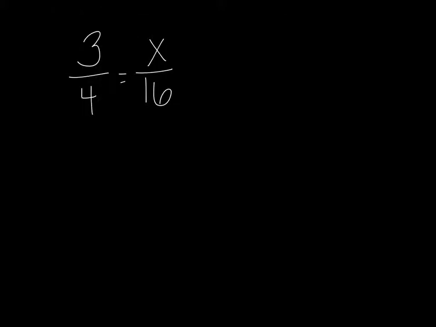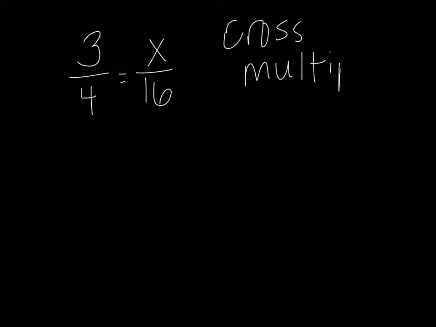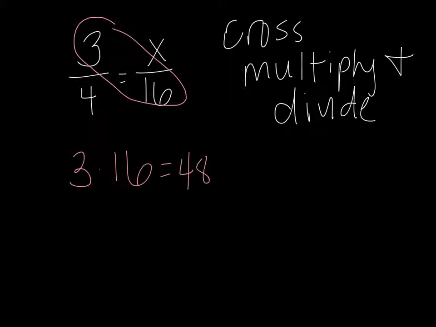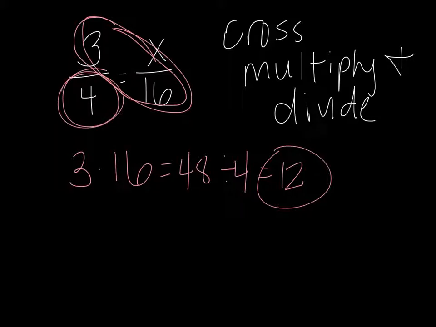We can solve that same proportion by doing what's called cross multiply and divide. So in this case, we would multiply 3 times 16, which equals 48, and 48 divided by 4 is 12. So we get the same answer. So we multiply the cross products, divide by the only number left.